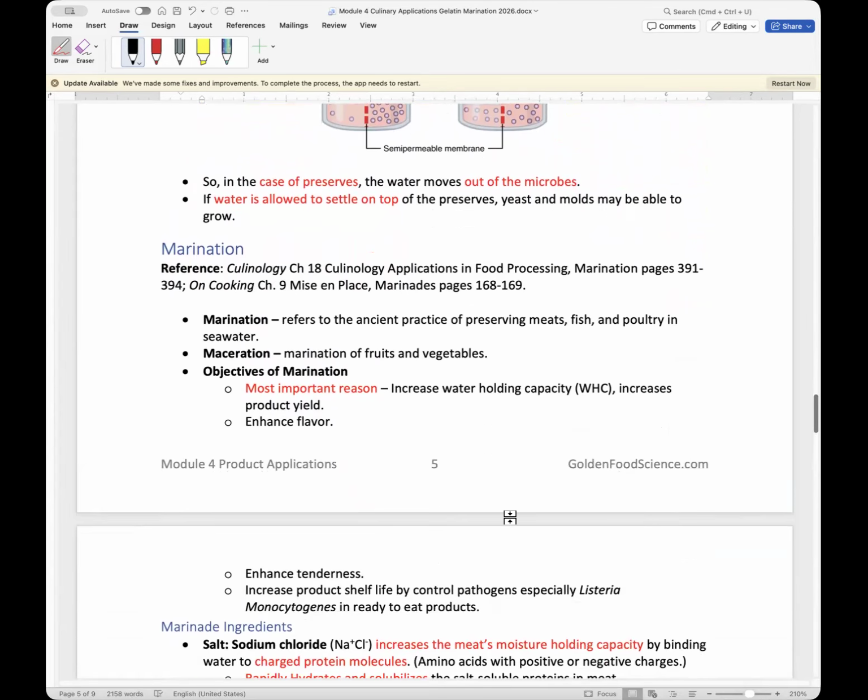Okay, let's talk a little bit about marination. This is something you probably are a lot more familiar with, right? I'm sure you marinate meat all the time, or marinate whatever, right?